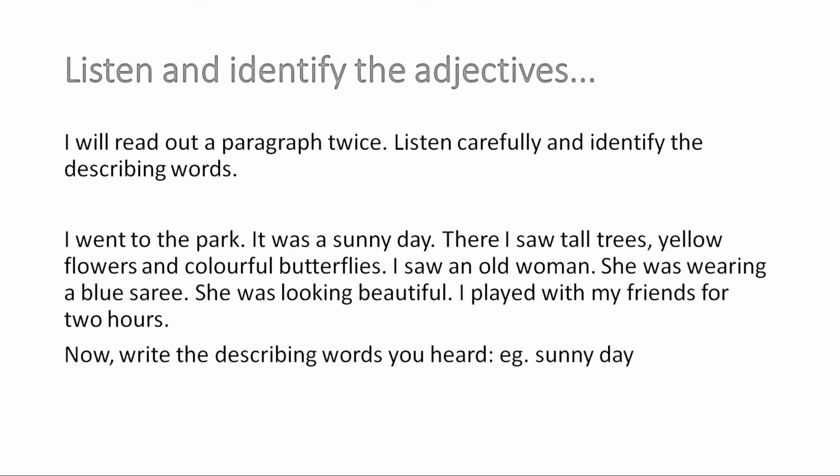So let us try some more examples or practice more. We have a small paragraph in front of us on the screen. I'll read the paragraph twice. Listen very carefully and help identify the describing words. Okay. I went to the park. It was a sunny day. There, I saw tall trees, yellow flowers, and colorful butterflies. I saw an old woman. She was wearing a blue sari. She was looking beautiful. I played with my friends for 2 hours. Okay, so I have read the paragraph once. I'll read it once more.